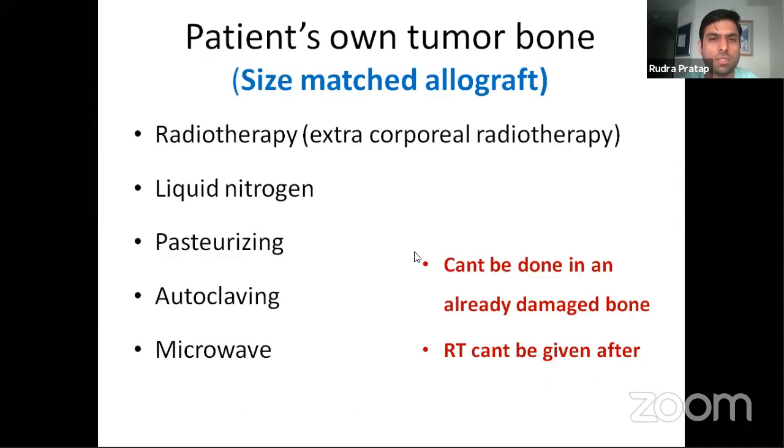The second option that comes for reconstruction in intercalary resection is using the patient's own tumor bone. Rudra, we'll stop here.